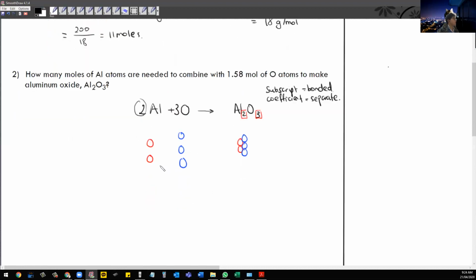So now the question is, if I have 6 oxygen, how many aluminiums do I need? And how many aluminium oxide do I get? Can you guys answer that question?